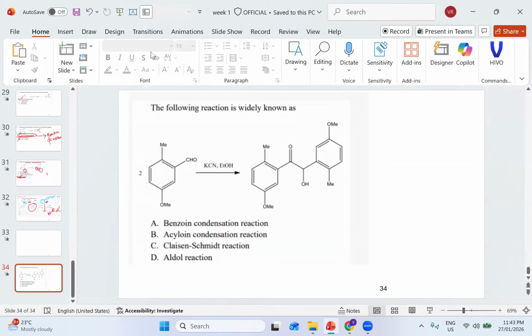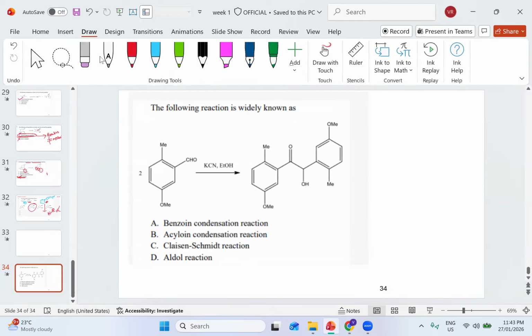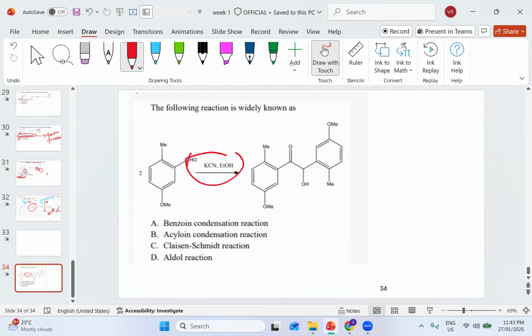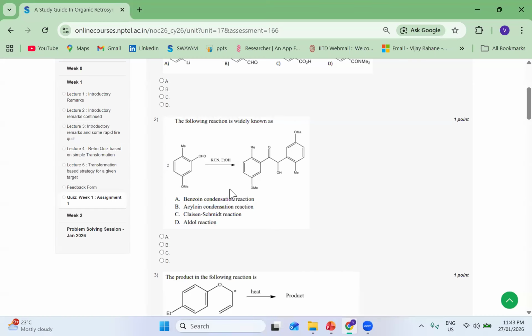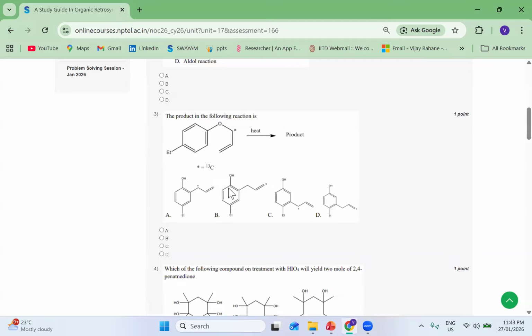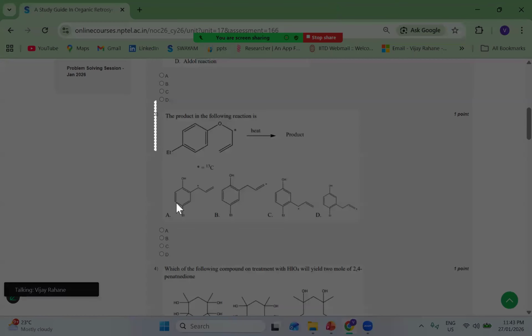Okay, the next question: if you look here, you can directly see the KCN addition across this aldehyde. So this is basically, yes, the benzoin condensation reaction. It is a similar example to what we have also seen earlier, the benzoin condensation reaction. The other questions, I will take a few, not all.